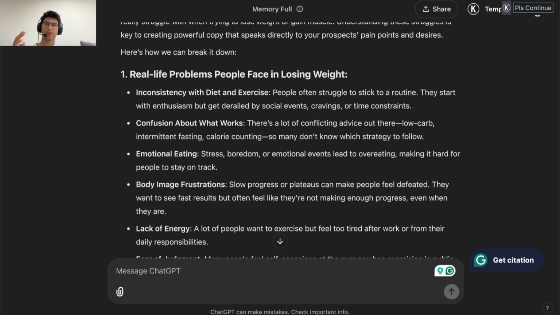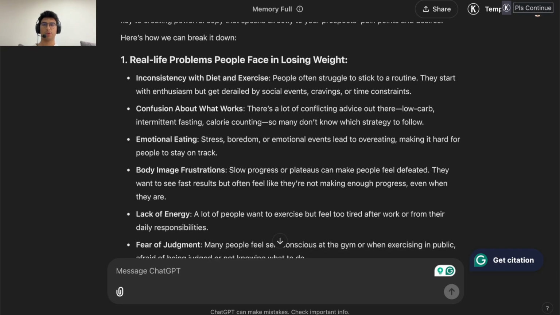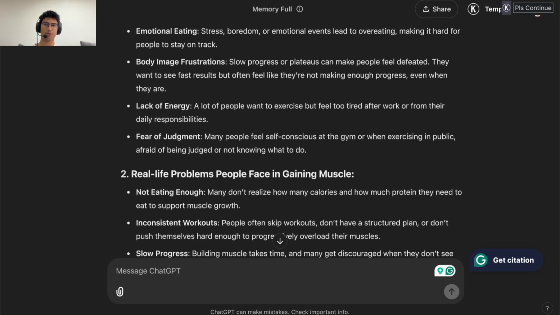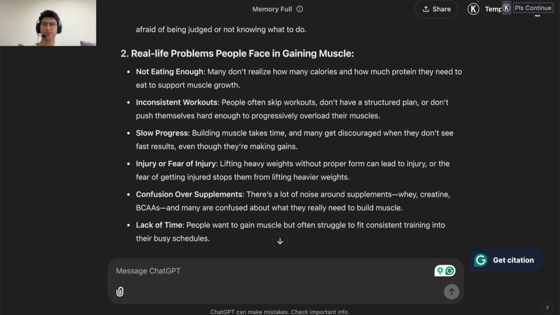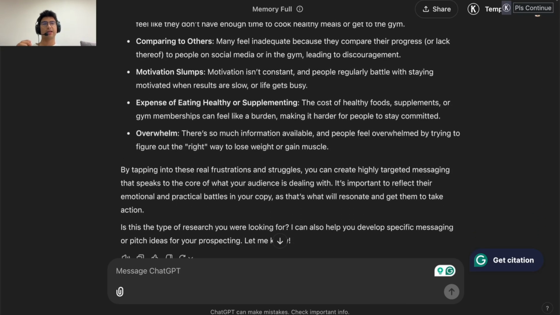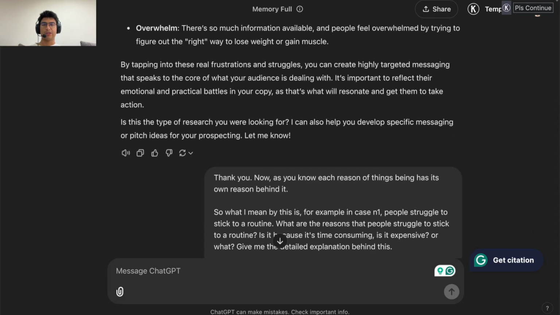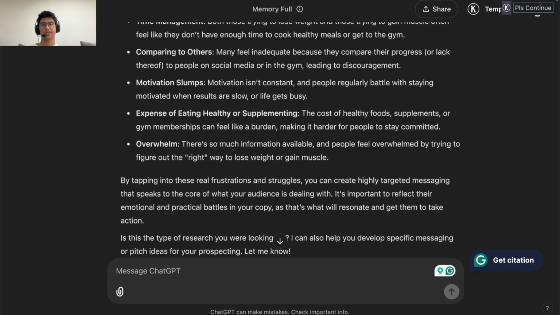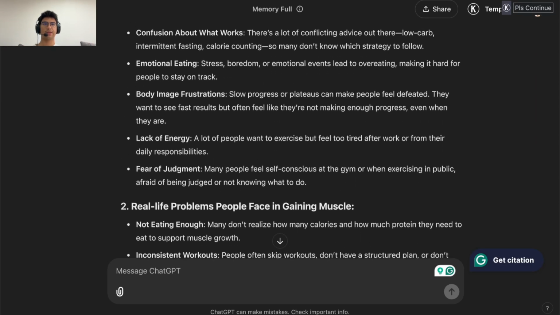For example, real life problems people face in losing weight: inconsistency with diet and exercise, confusion about what works, emotional eating, body image, lack of energy, fear of judgment. For gaining muscle: not eating enough, inconsistent workouts, slow progress. It's gonna give you everything. So now from this point below, it's all the same, even if you're putting the Reddit stuff that you previously found, or you're starting from the beginning. So I'm gonna continue with this so you have an idea what's next.